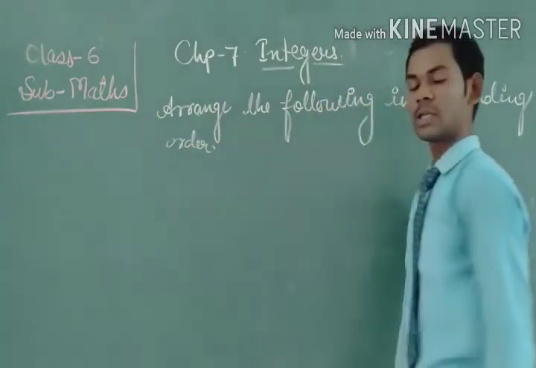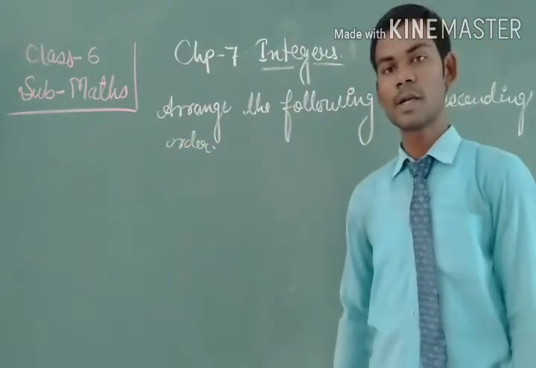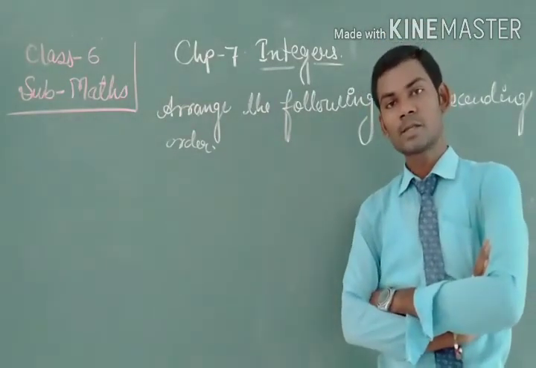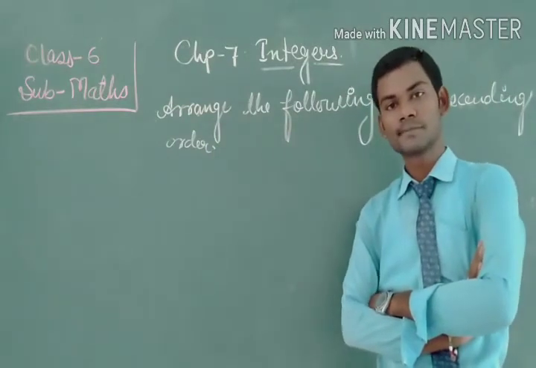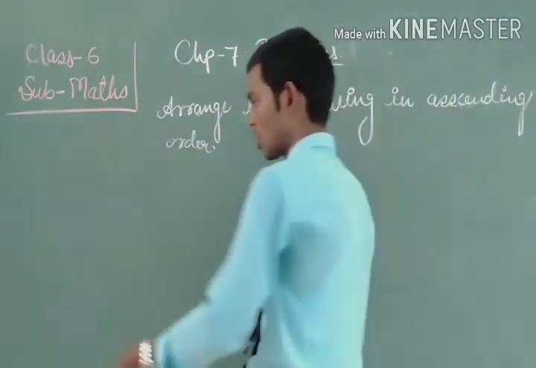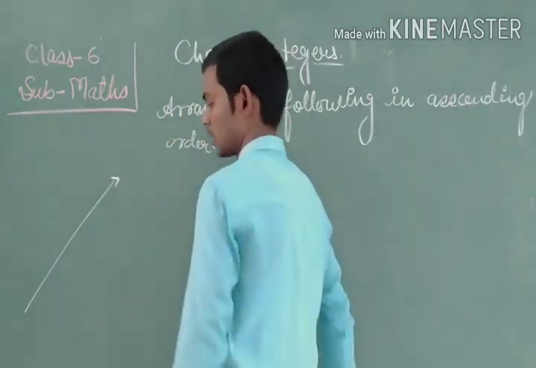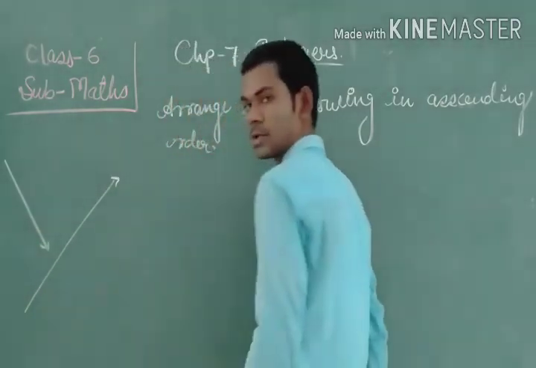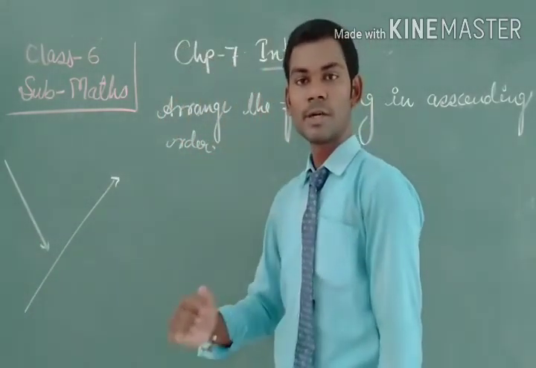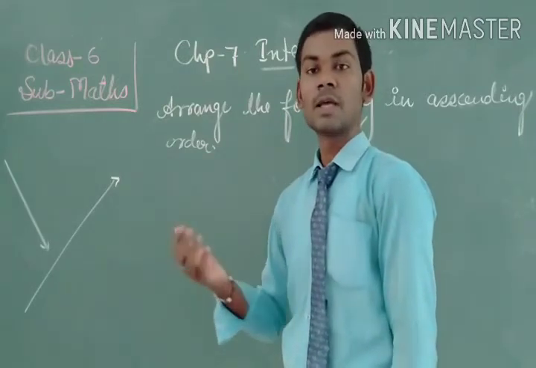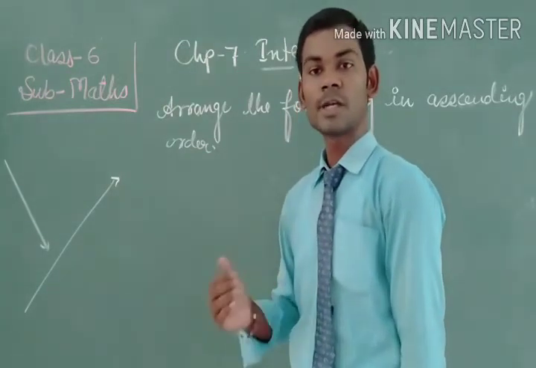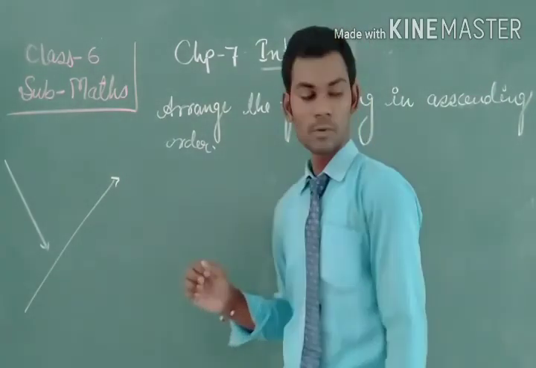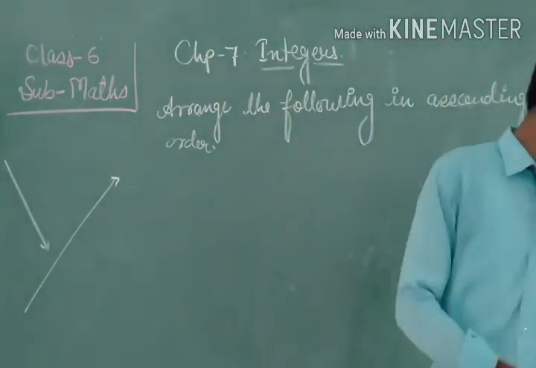In your previous class, you have already studied ascending order and descending order. The ascending order represents the order of increasing numbers, and descending order represents the order of decreasing numbers. Okay? In ascending order, numbers increase continuously, and in descending order, numbers decrease continuously. Okay? So here we have to write the ascending order of integers.